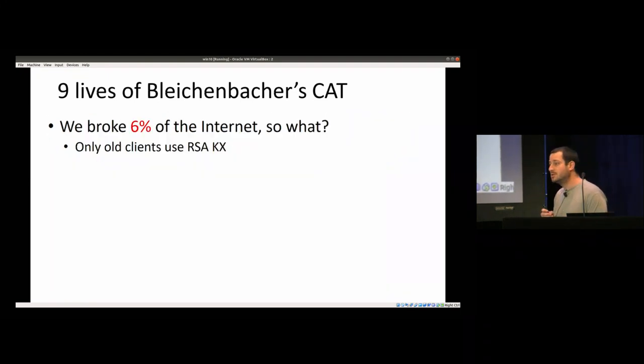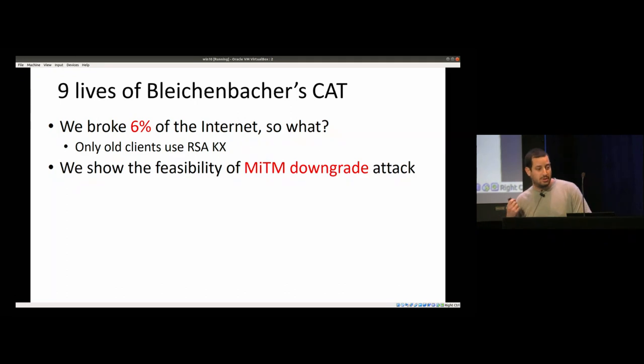But now, let's assume that you're going to believe me, and I'm going to say that I'm able to break 6% of the connections in the internet. And you might ask me, so what? I already mentioned that those connections are probably the ones that arrive from Windows XP machines, and they have much bigger issues than TLS connections anyway. So why should we care? We are all very security aware. We update our clients and our servers. We use the latest versions. So we shouldn't be affected by this kind of attacks. So what I think is the main finding in the paper is that we show how we can use this RSA key exchange vulnerability to actually implement a man-in-the-middle downgrade attack.